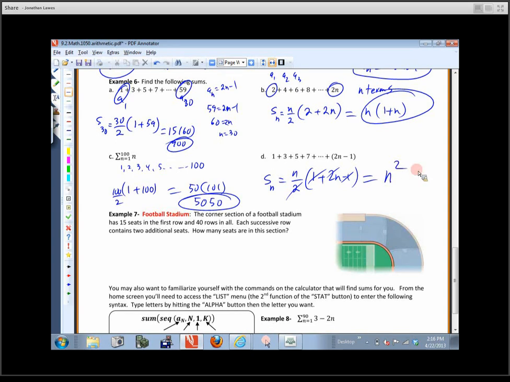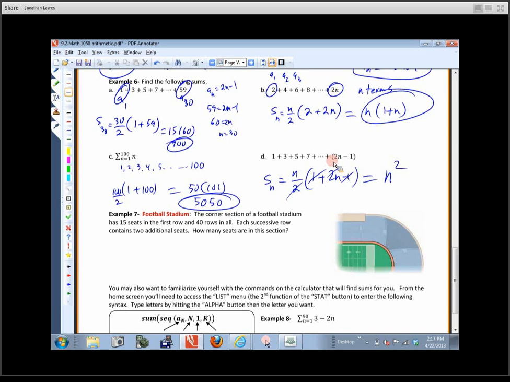Take a good look at this. This is a little bit surprising. If you want to add up the first n odd integers, the answer is n squared. So if I want to add up the first 15 odd integers, if I want to add 1 plus 3 plus 5 plus 7 plus 9, until I get to 15 odd integers, I just take 15 and square it. They'll add up to 225. Done. End of story.